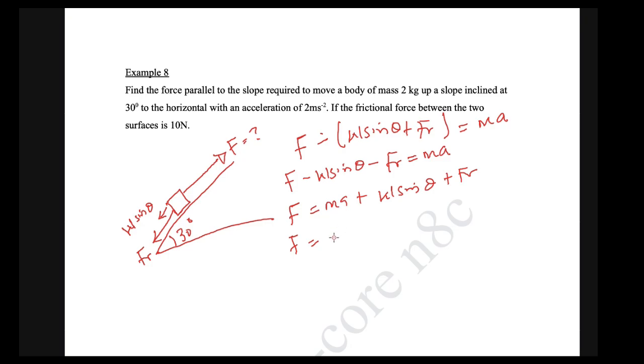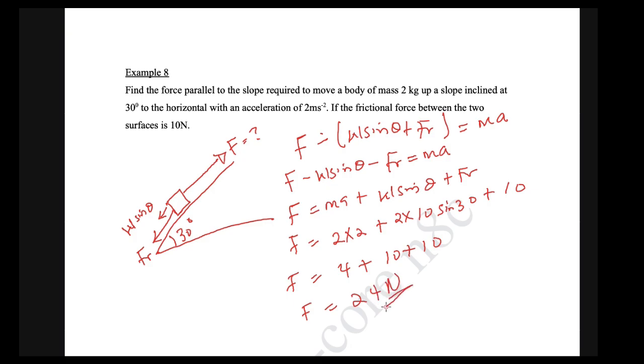Mass is 2 kg. We are given the acceleration to be 2, so 2 times 2, plus 2 times acceleration due to gravity, let's take it as 10, times sine 30, since the angle of inclination is 30, plus frictional force, which is given to be 10 Newton also. So F is going to equal 2 times 2 is 4, plus 2 times 10 is 20, 20 times sine 30 is going to give 10 also. Then plus 10. So 4 plus 10 plus 10 is going to give 24 Newton. So that force must equal 24 Newton.